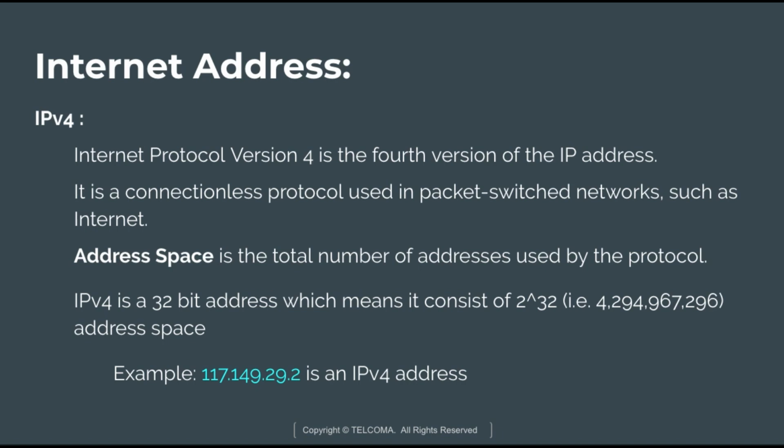And here one term is address space. The address space is the total number of addresses that is used by the protocol, and as IPv4 is a 32-bit address, it means it consists of 2 raised to power 32 address spaces. It is around 4 billion, so it means 4 billion devices can be connected to the internet by using IPv4 addresses. The next example of an IPv4 address is given as 117.149.29.2. So this is an IPv4 address.